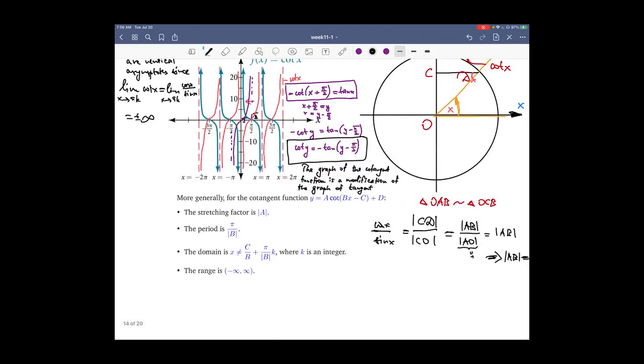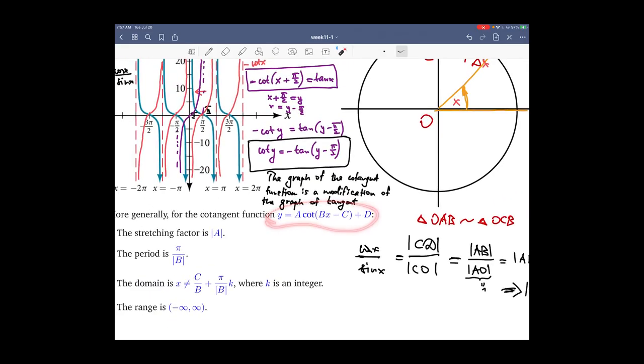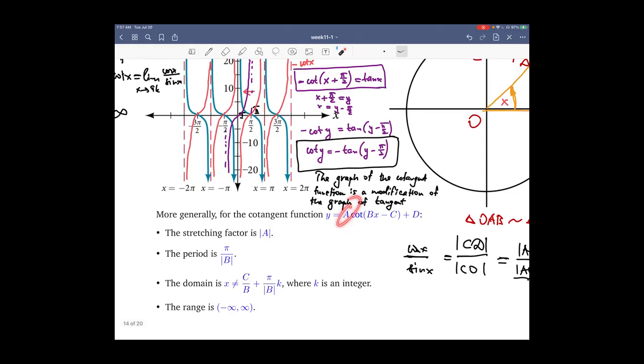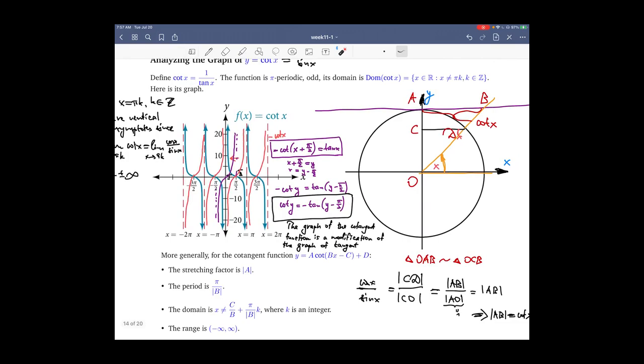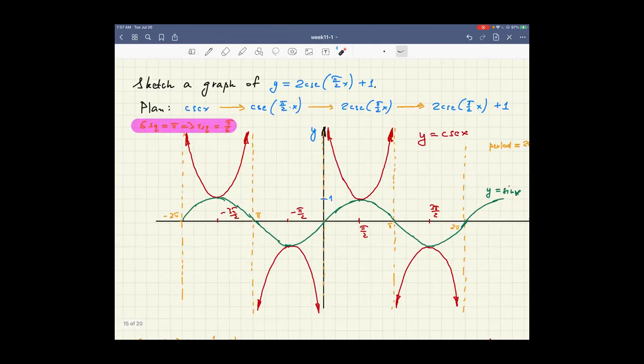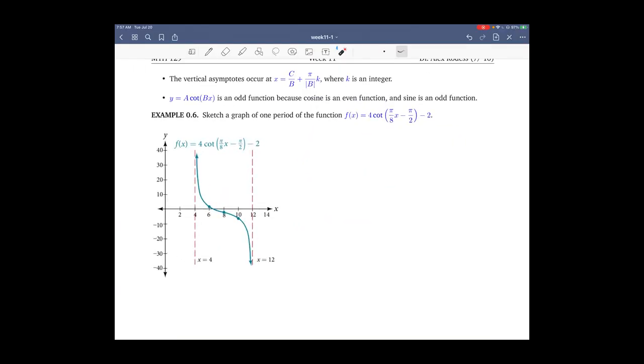And in general, we will look at some modifications, or you will look at them in your homework, modifications of cotangent, where of course again the factor in front of cotangent is responsible for vertical stretch, B changes the period, C is horizontal shift, D is a vertical shift. Let's look at an example here of a specific cotangent function.